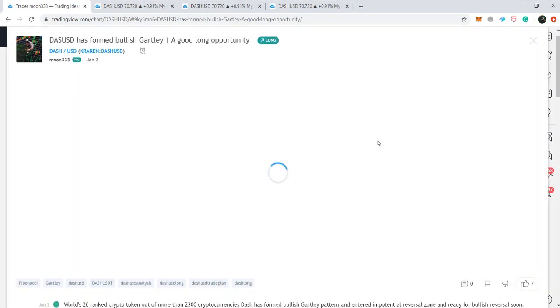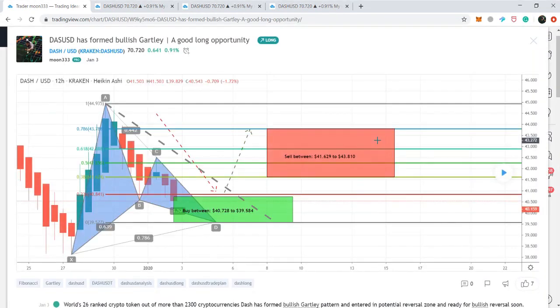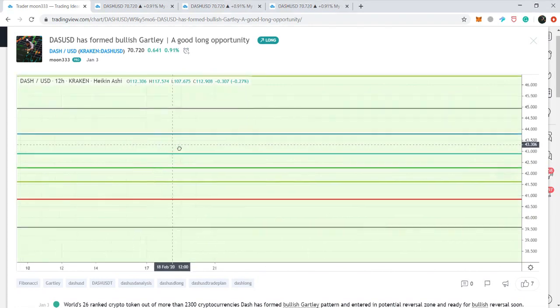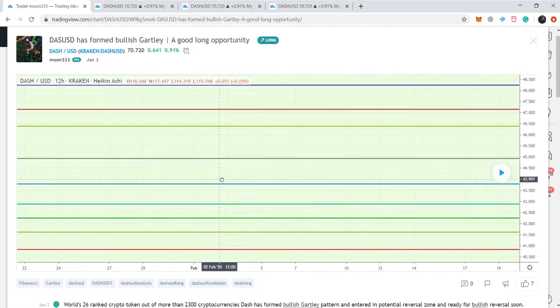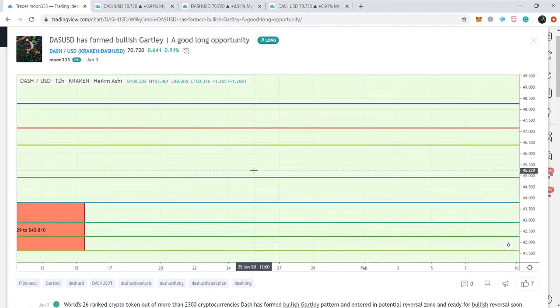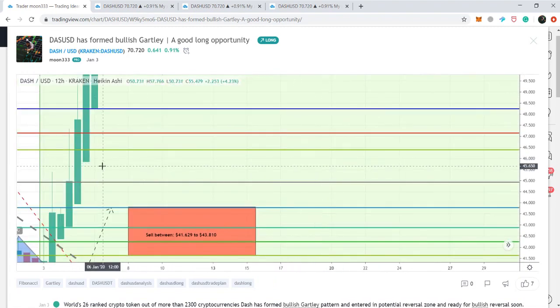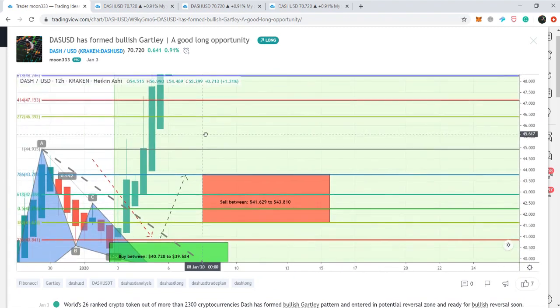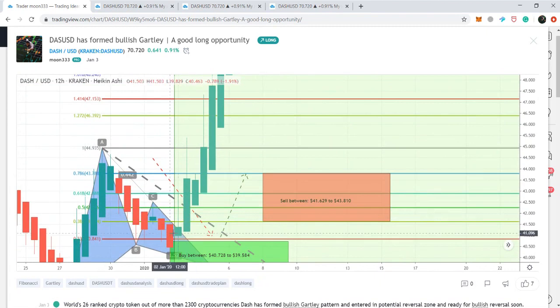Here the price action completed the formation of the bullish Gartley pattern, and I predicted that at this level the price action will take a bullish divergence. Now you can see that the price action turned a really very strong bullish divergence and produced more than a 285% bullish rally after entering this potential reversal zone, as per the Fibonacci sequence of this Gartley pattern.